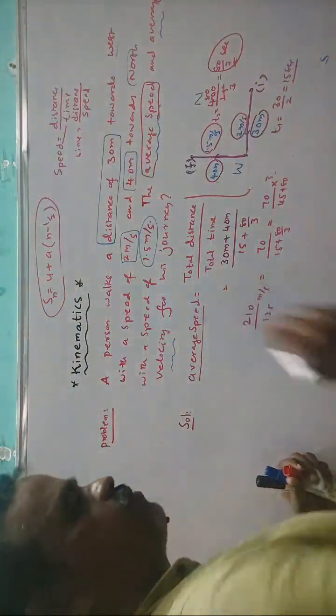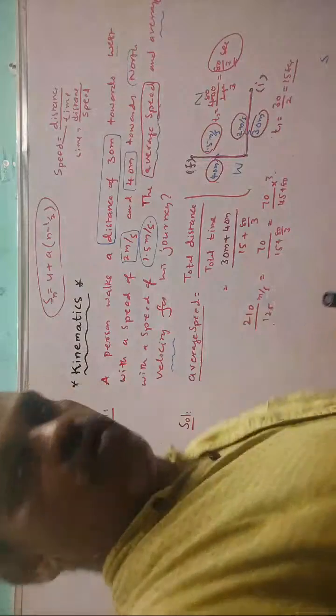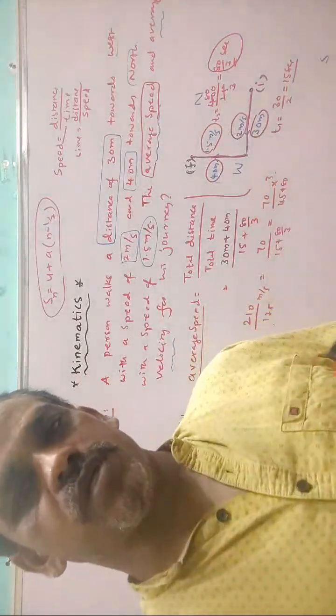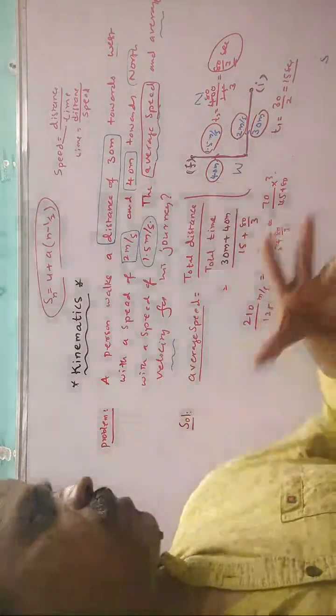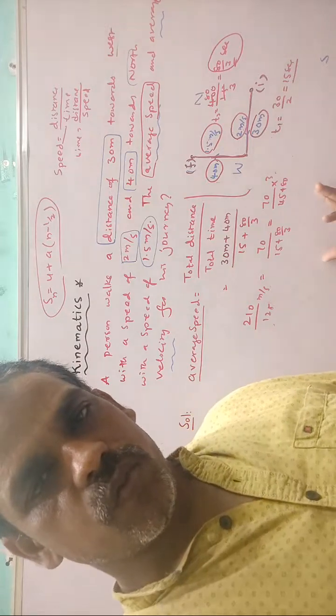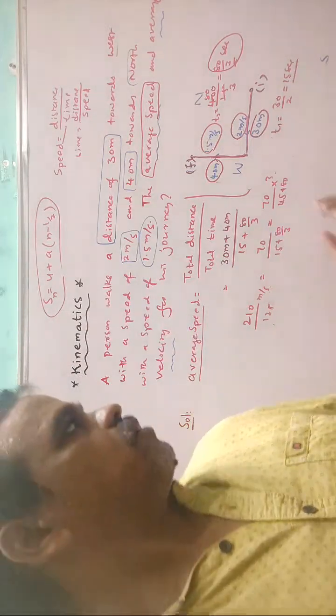210 by 125 meter per second. This is average speed of the person. Up to half part we completed. If you just copy it, if you are not understanding, I will explain one more time. No problem. You first do this. Copy and write the problem first.